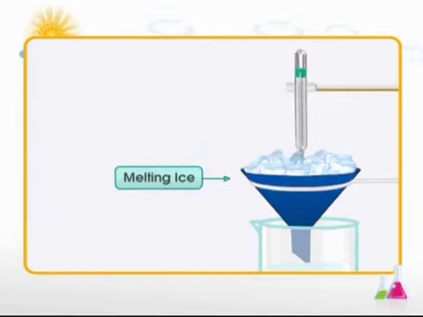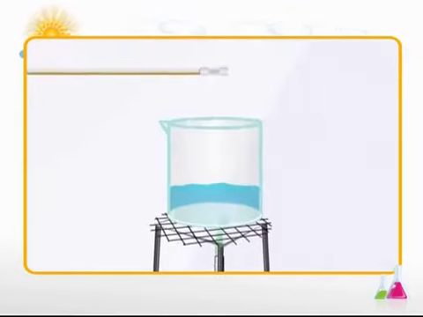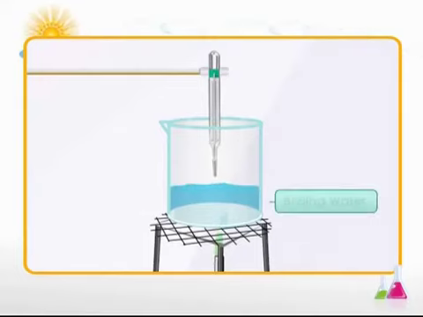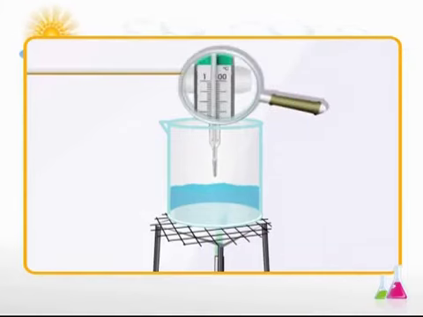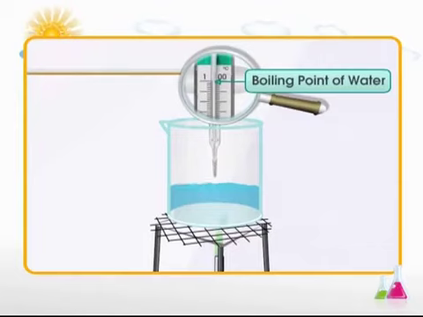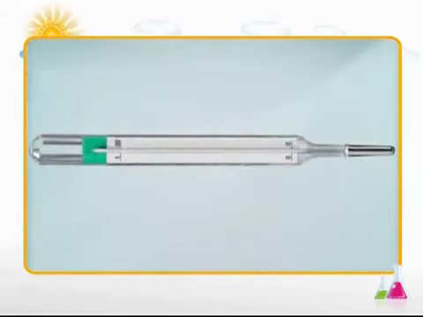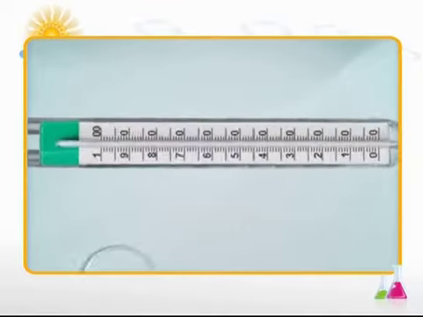Next, place the thermometer in boiling water such that it does not touch the boiling water; that shows the temperature of the steam. The boiling point of water, that is 100 degrees Celsius, is marked as the upper fixed point. The separation between these two fixed points is divided into 100 equal divisions, each representing a temperature difference of 1 degree Celsius.